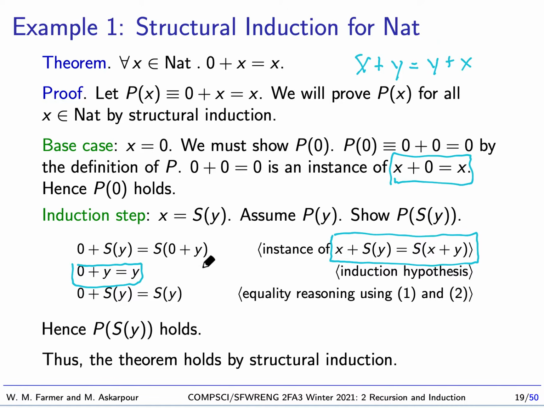And then we know that 0 plus y is y, so because of this we can replace it with y, and we get this, and that's the instance of, this basically is p of s of y. And we are done. We've shown p of s of y, therefore the theorem holds by structural induction.